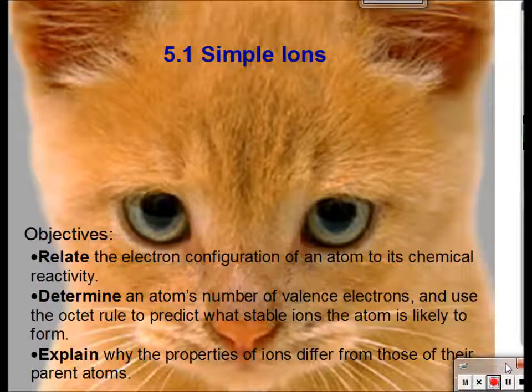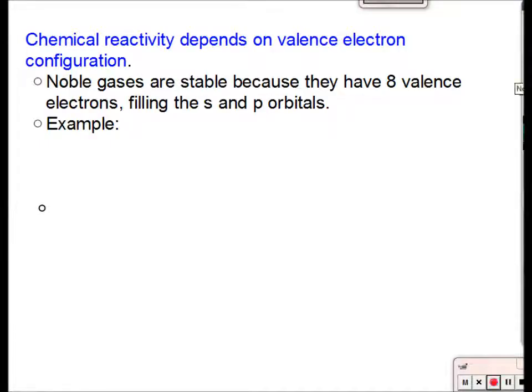Today we're going to talk about Chapter 5, beginning with simple ions. You can read our objectives. We're going to talk about electron configuration and figuring out the atom's valence electrons and how to make ions for that atom. If you remember, chemical reactivity depends on the valence electron configuration.